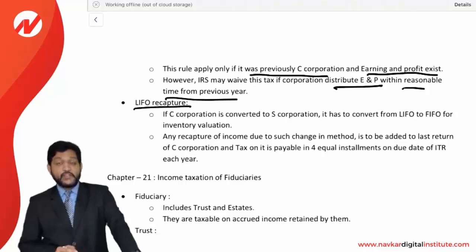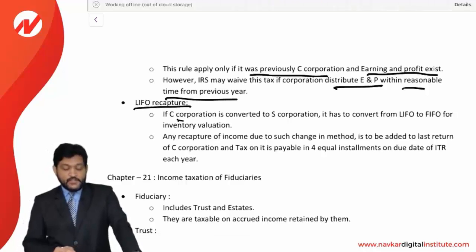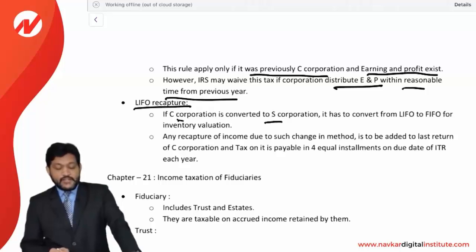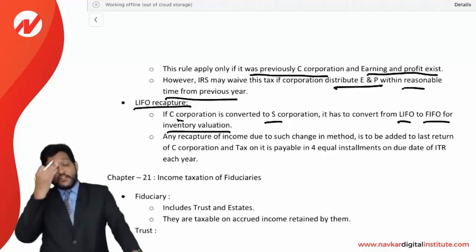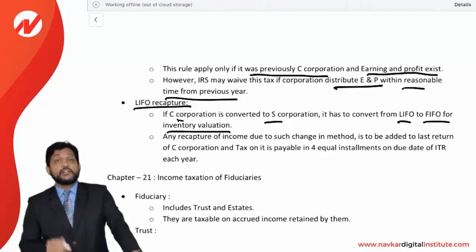Now, LIFO recapture. If a C corporation is converted to an S corporation, it has to convert from LIFO to FIFO for inventory valuation. What they want to say is that a C corporation is allowed to follow the LIFO method for inventory valuation, but an S corporation has to compulsorily follow the FIFO method. They cannot use the LIFO method, so they have to switch from LIFO to FIFO. Due to switching the method, there will obviously be an adjustment to the income. Now, how to give effect to those adjustments?